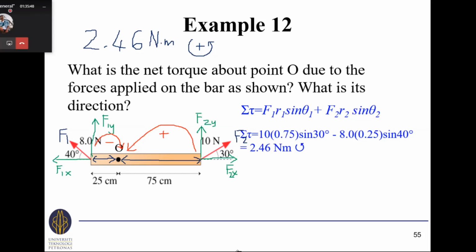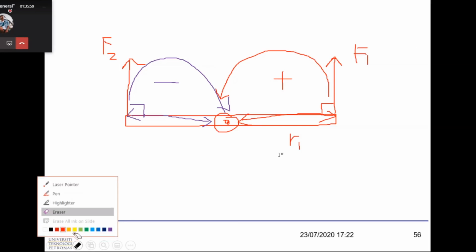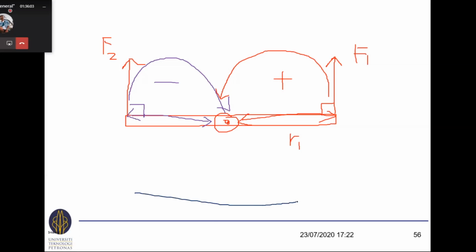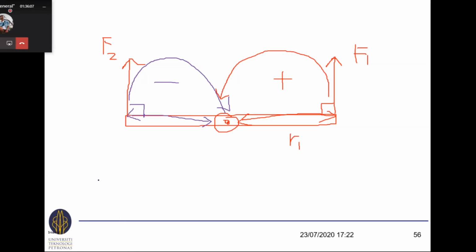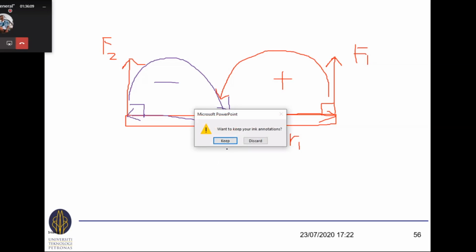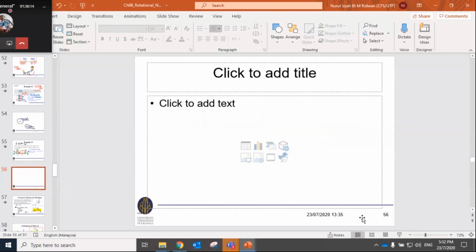How will we know if it's both in the same direction? Okay, let's say it's in the same direction, something like this. Okay, ignore that one. Oh, sorry, it's weird there. This will confuse you, so let's scratch that one.